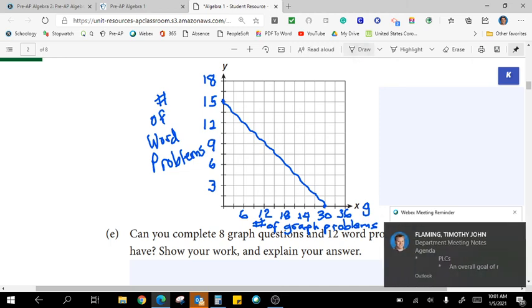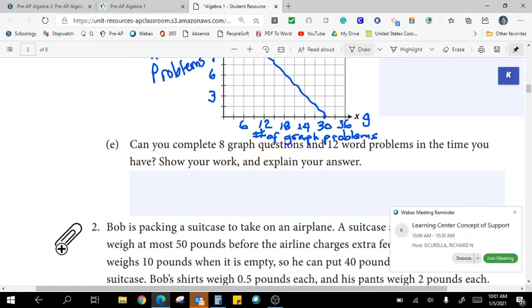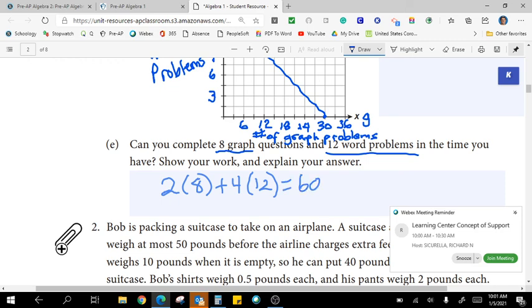Okay. All right, and it says, can you complete 8 graph questions and 12 word problems in the time you have? Show your work. 8 graph problems. All right, so if we say 2 times 8 plus 4 times 12 equals 60, is that going to work? 16 plus 48, does that equal 60 or less? It's got to be 60 or less, right? All right, so we end up with, well, that looks like 64. 64 does not equal 60.